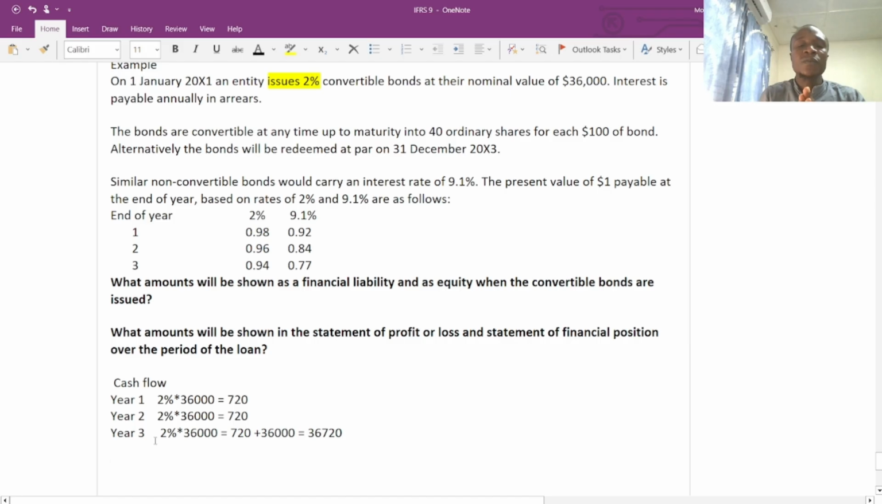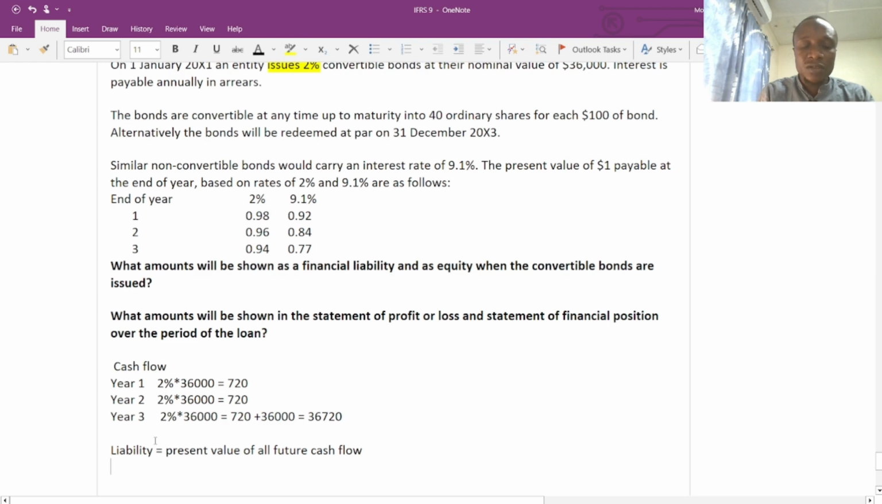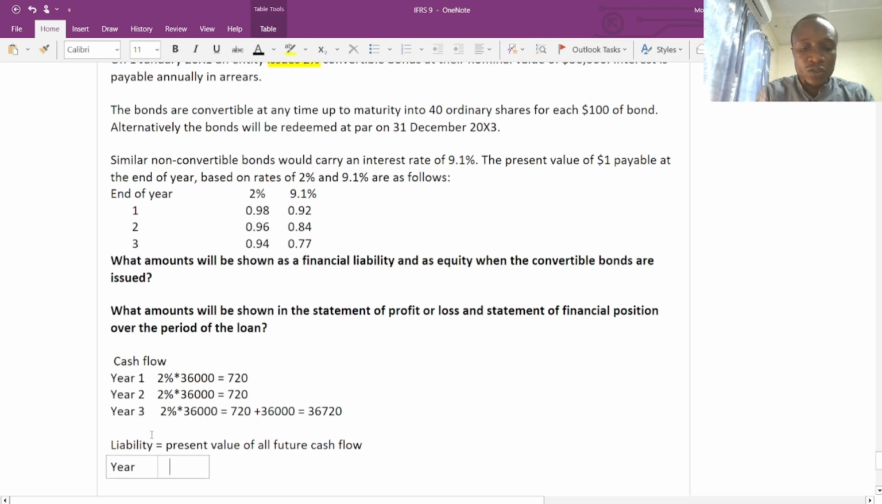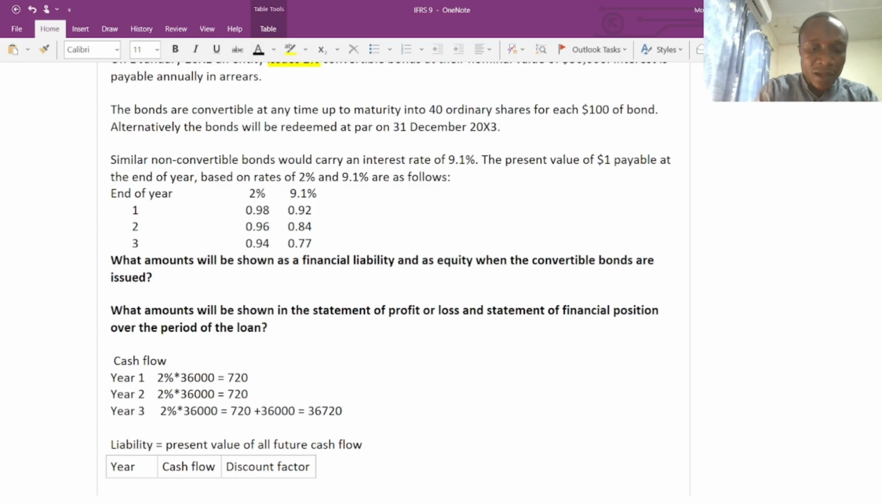So now we are going to split between the debt and equity. So we need to calculate the present value of all the liability. So liability is equal to the present value of all future cash flow. So now we are going to discount this to present value. We are going to use the cash flow and the discount factor at 9.1%. Then we are going to get the present value.